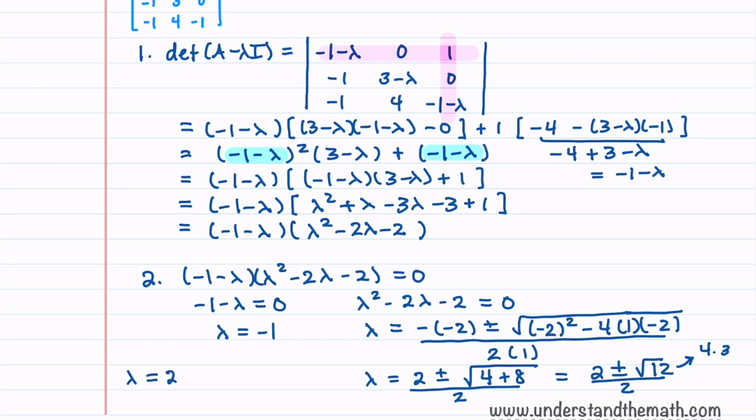Lambda is equal to 2 plus or minus 2 root 3 all over 2, for a final answer of 1 plus or minus root 3. Our eigenvalues are then -1 and 1 plus or minus root 3. So for this problem, we ended up with 3 distinct eigenvalues.